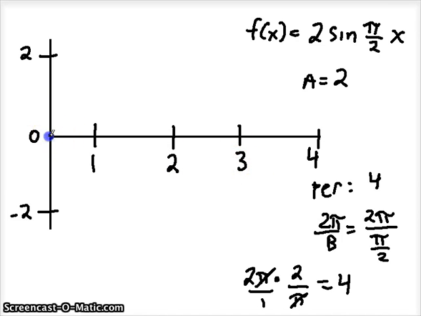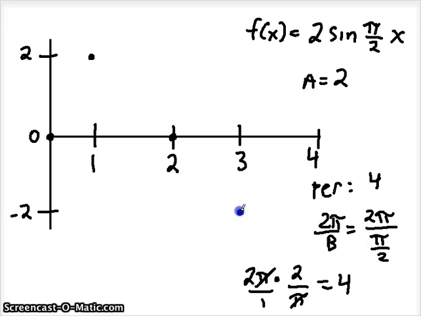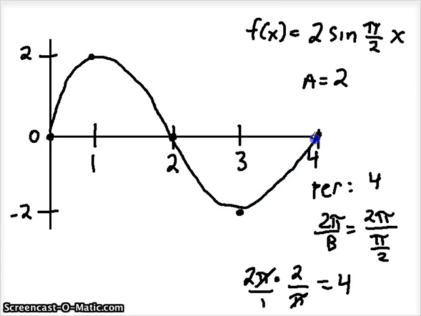I know that my sine graph is going to start at 0. A quarter of my period is the maximum. Half of my period is 0 again. 3/4 of my period is the minimum. And then back up to 0 for my full period. And connect the dots. And there's my nice little sine curve.